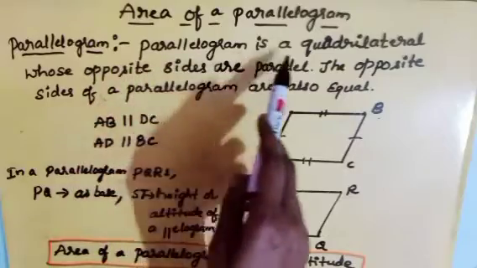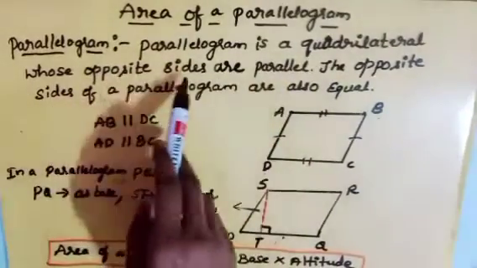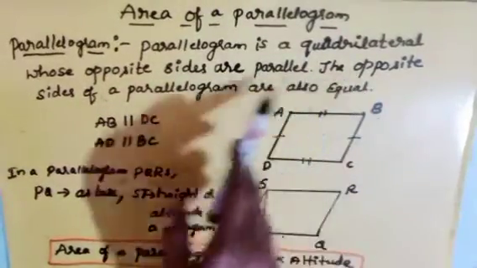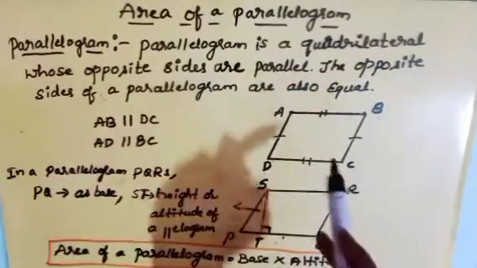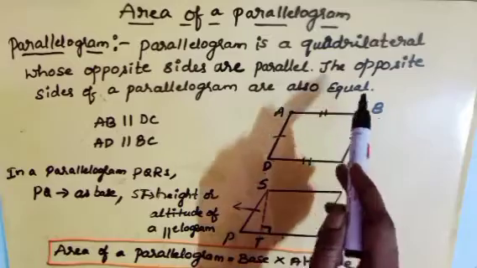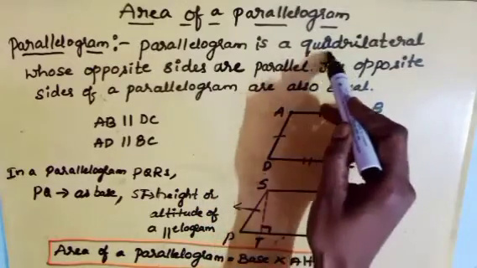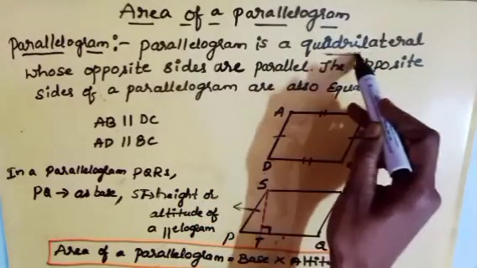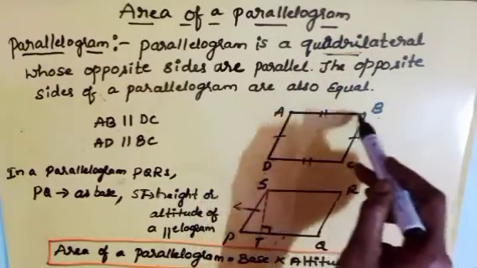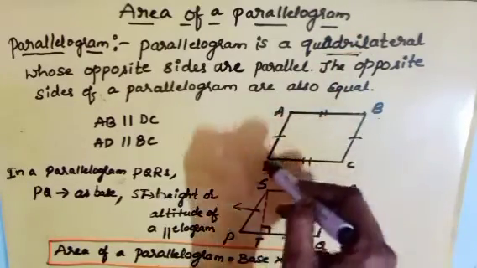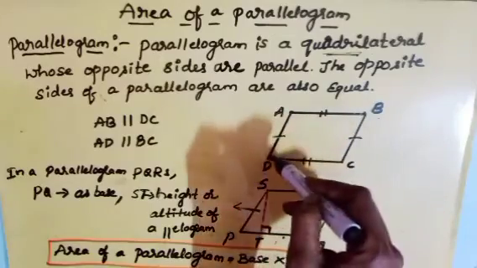A parallelogram is a quadrilateral whose opposite sides are parallel. The opposite sides of a parallelogram are also equal. So a parallelogram is a quadrilateral. Quadrilateral means having four sides. Having four sides is called a quadrilateral. We can see in this figure, which has four sides, it is called a quadrilateral.